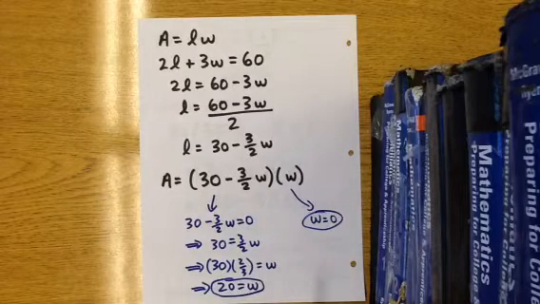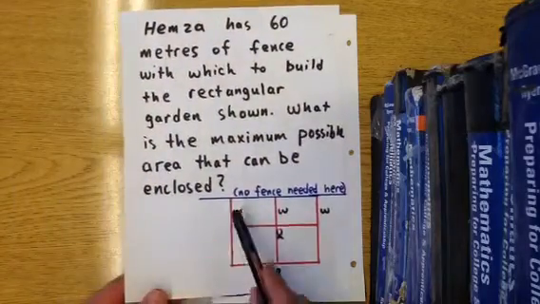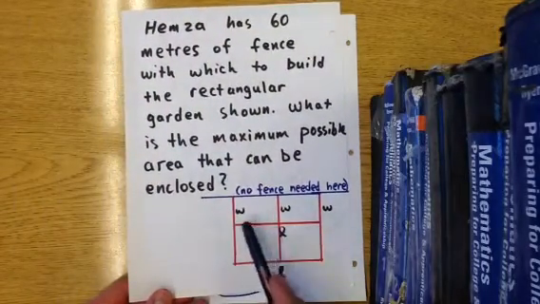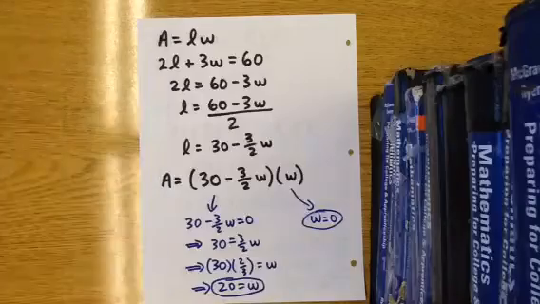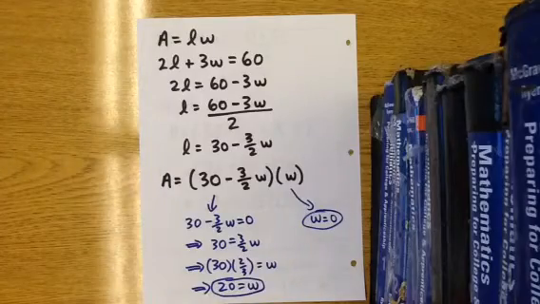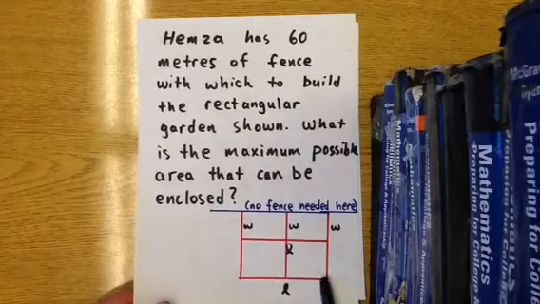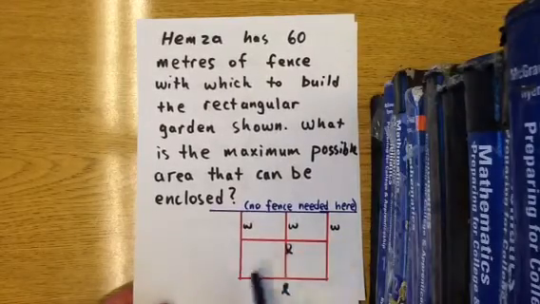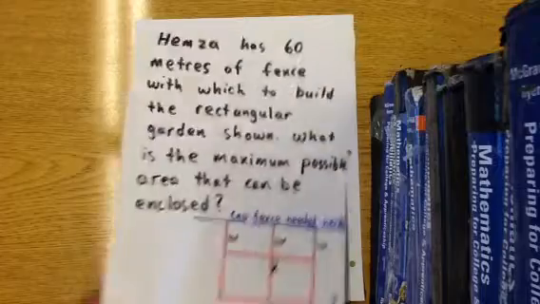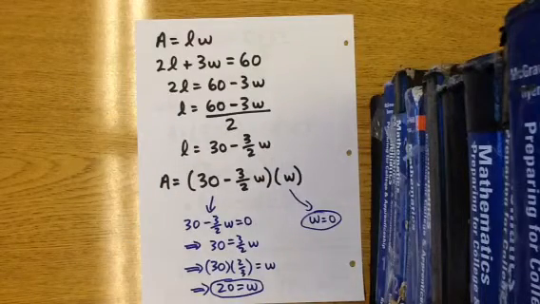Well, we know that generally speaking, the area of the rectangle as a whole will be length times width. Length times width will give us the overall area. And we also know that 2L plus 3W is 60, because this length and this length added to this W, and this W equals 60. Well, what we want to do now is isolate the L.